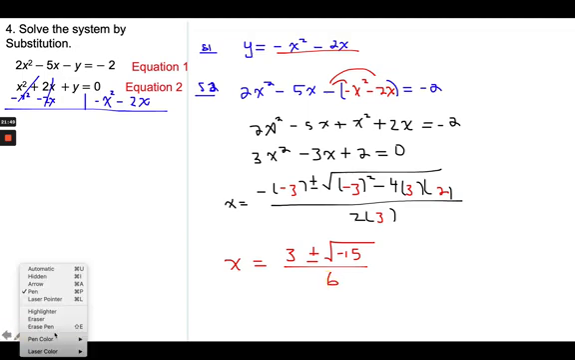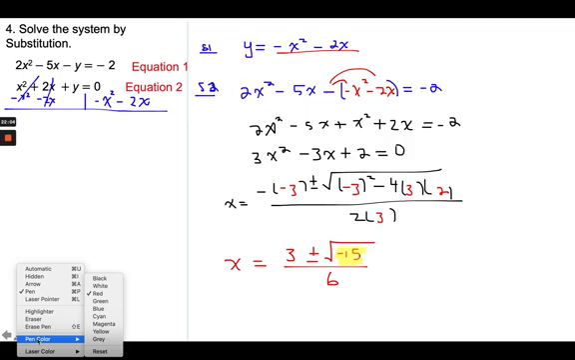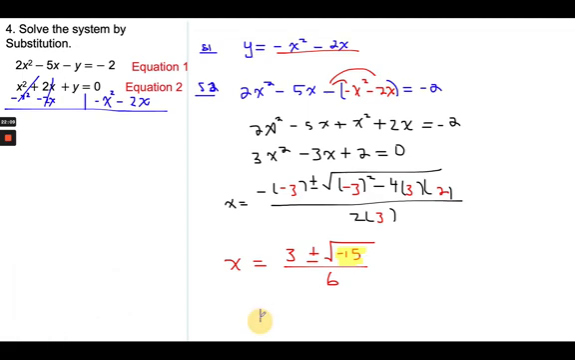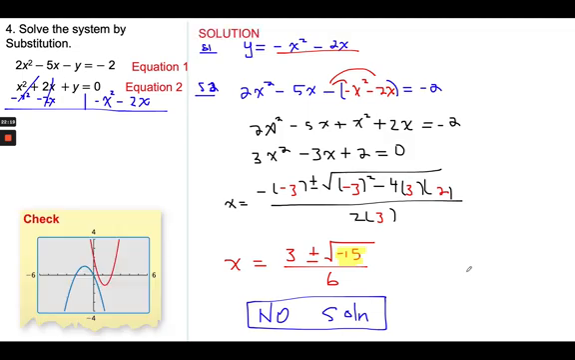As you guys can see, there is a negative inside the square root. So remember in the previous lessons we would say, okay, there are two imaginary solutions. But since we are dealing with systems of nonlinear equations, we can just conclude that there are no solutions in this case. And from a graphical approach, when you graph both of the parabolas, as you can see here, they do not intersect.